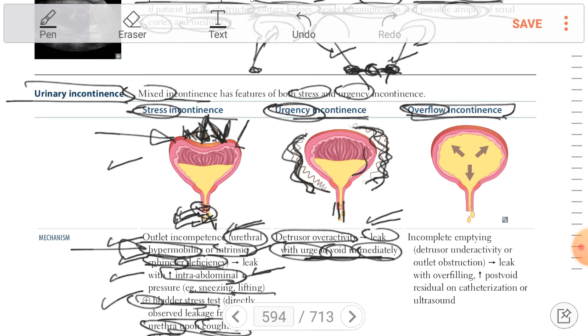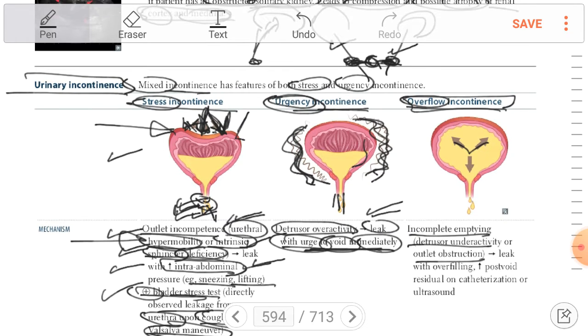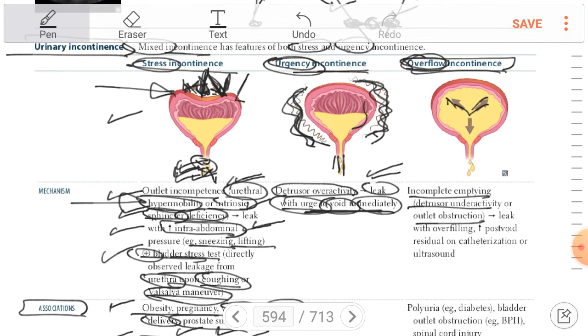Then the third one, overflow incontinence. What is meant by overflow incontinence? There is incomplete emptying, incomplete voiding, leading to what? There is detrusor underactivity or outlet obstruction, leading to accumulation of urine inside the urinary bladder. This accumulation of urine will compress against the wall of the urinary bladder, leading to overflow, meaning a huge amount of urine inside the urinary bladder, leading to what? Leading to dribbling of urine, loss of urine.